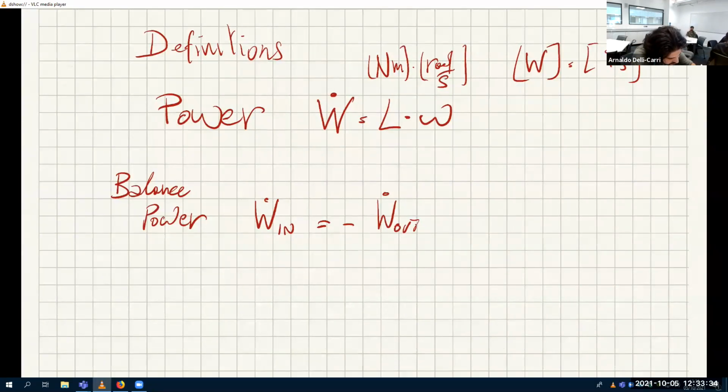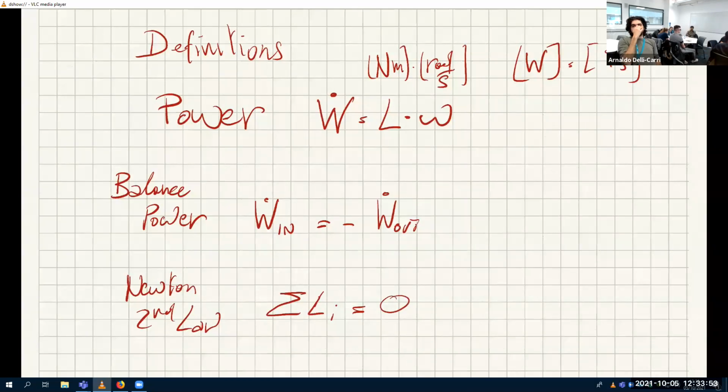Newton's second law says the sum of torques must be 0. Now, these are the sum of the external torques. Why not the internal torques? Because if it's an internal torque, there are two that are equal and opposite to each other, because of Newton's third law. So we just take into account the external torques that are here.